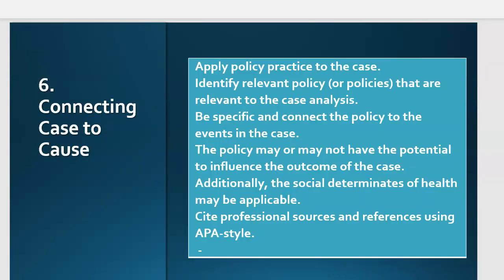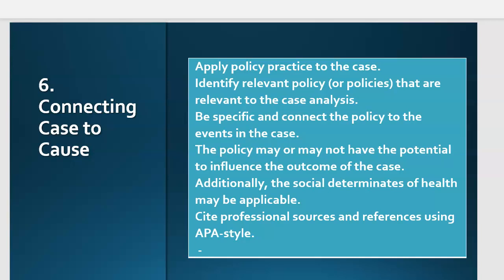So moving on to section 6, which is connecting case to cause. And this is about applying policy practice to the case. So you're going to draw upon the materials from policy. It might be a historical perspective, maybe drawing on material from SWK 703, or material from your more advanced policy courses. Again, you're going to cite professional sources. You might use some of the textbooks that you use, or journal articles, or again, online sources.